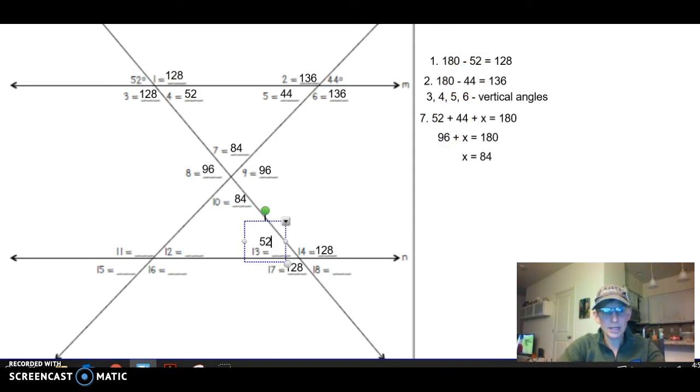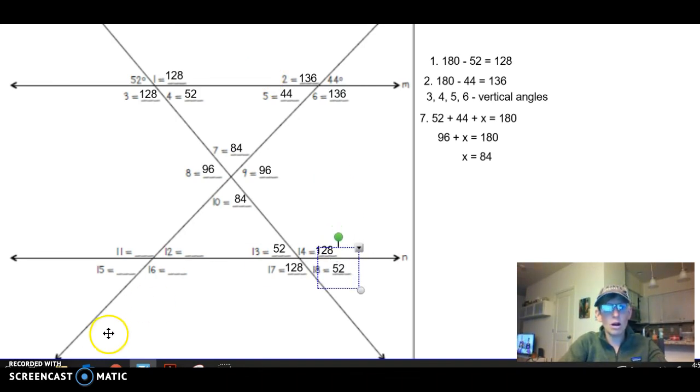52 degrees. All right. So now we're really flying here, and I don't have much time. I have a minute left before my time runs out here. So I have 52 degrees. Again, vertical angle, so 18 will also equal 52 degrees. And I'm going to try to fly here to make this happen. So 52 degrees there, and get it into its spot.